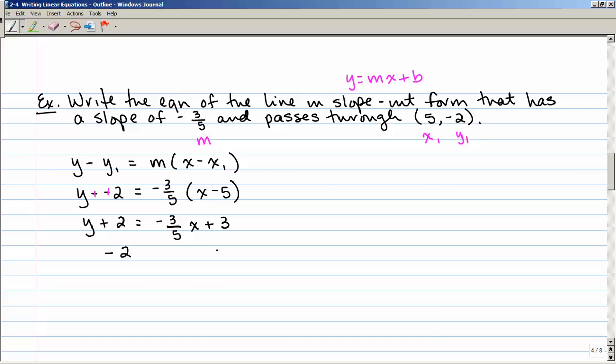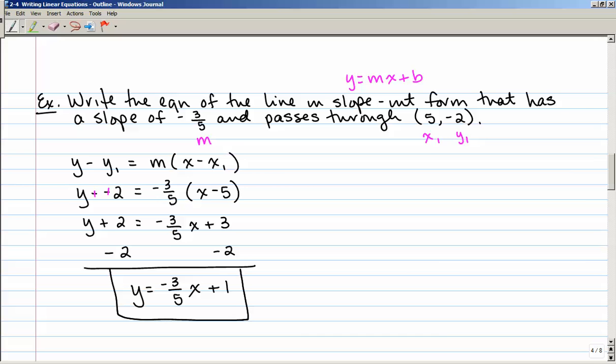And then to rearrange it into slope-intercept form, I just need to subtract 2 on each side. So y equals negative 3/5 x plus 1. And that's the equation of the line in slope-intercept form that passes through the point (5, negative 2) and has a slope of negative 3/5.